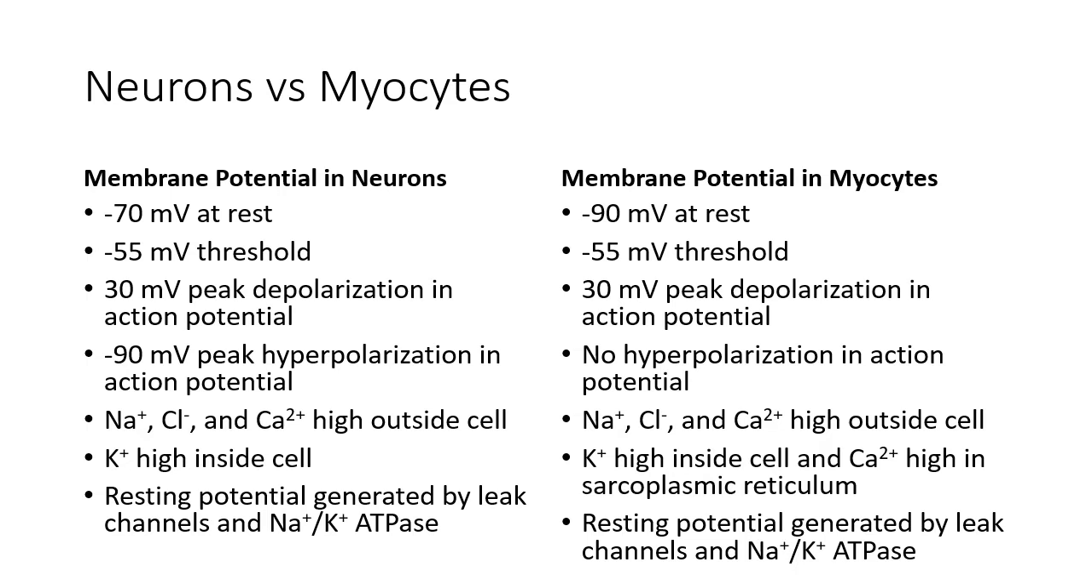And the resting membrane potential in both cases is created by the interaction of the sodium-potassium pump and the leak channels. It's just that the leak channels operate a little differently between the neurons and the myocytes, which makes the membrane potential in the myocytes a little lower at rest than it is in neurons.